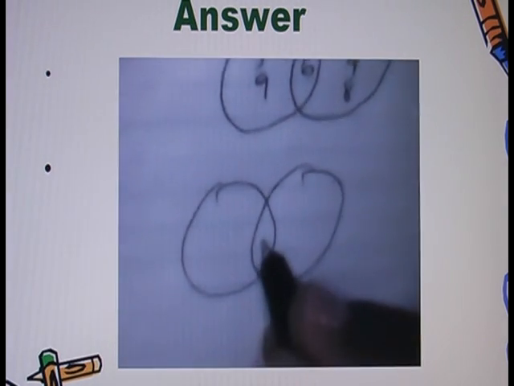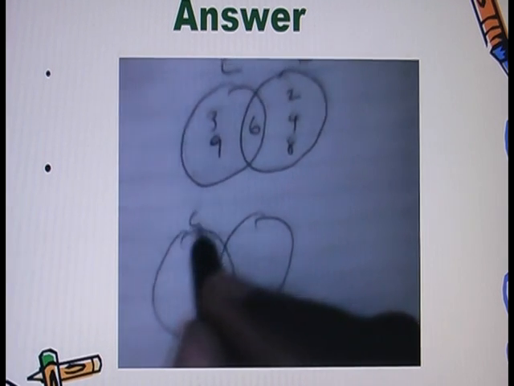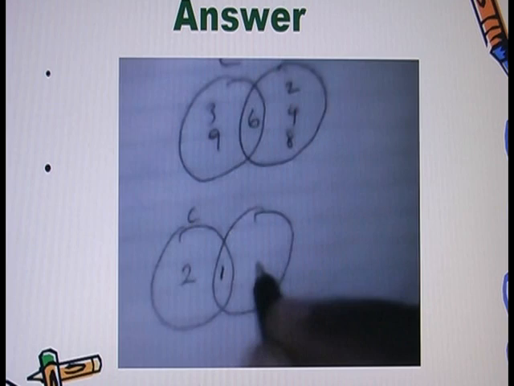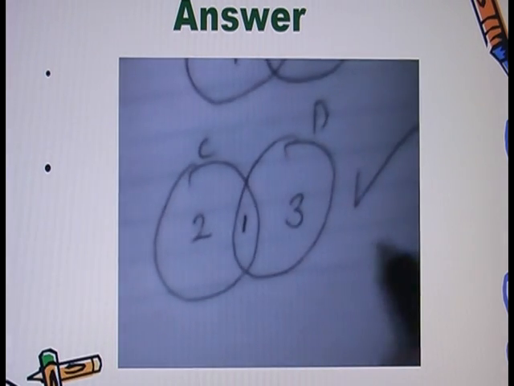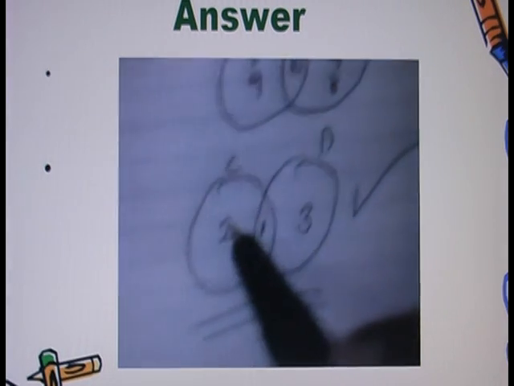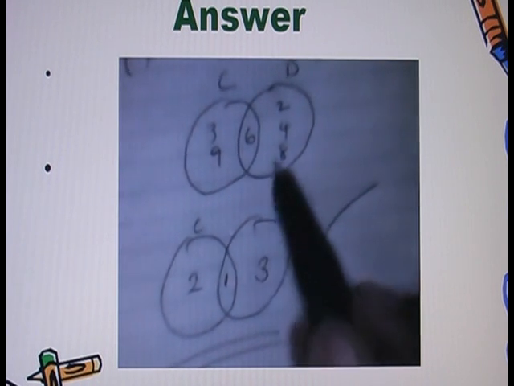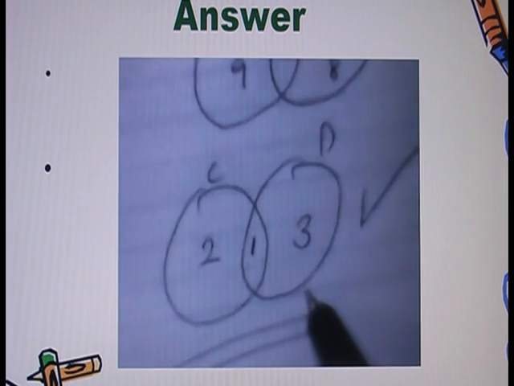Number of elements is 1, and then the number of elements here is 2. The number of elements in D only is 3. So this one should be your answer. Good. So this is telling us there's 2 elements in C only, and this is telling us there's 3 elements in D only. That this one once again should be your answer.